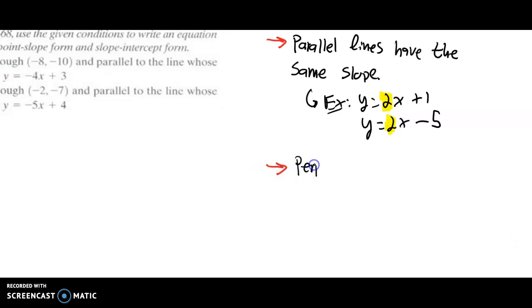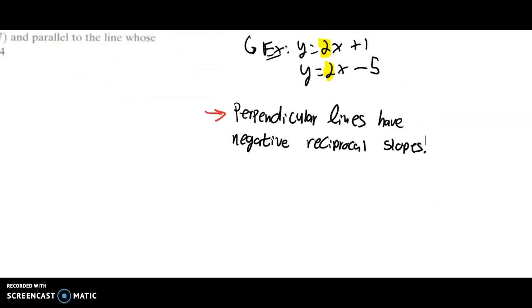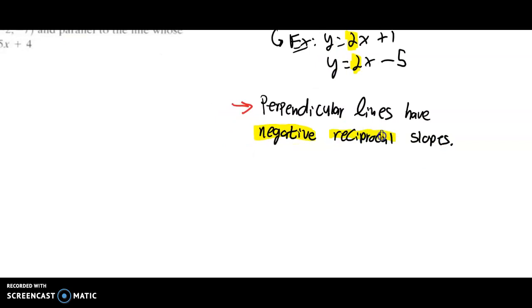We've got perpendicular lines. We say they have negative reciprocal slopes, and we'll talk about what that means. So negative meaning you multiply it by negative 1. So if it was positive, it becomes negative. If it was negative, it becomes positive. Reciprocal means the inverse of a fraction.